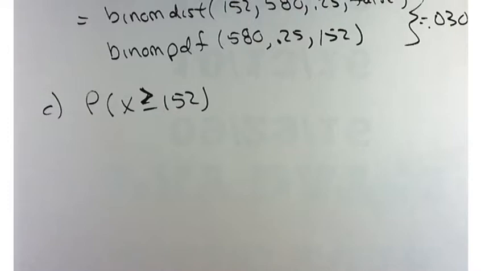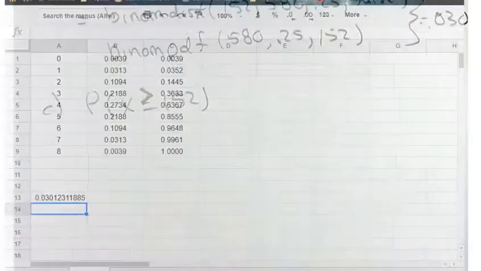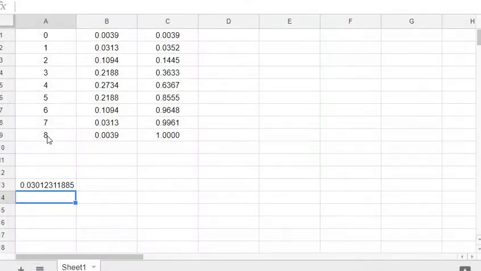So, wow. This could be a real problem even with Google Sheets, unless you're really clever. Because what you would have to do, if you're doing this with your PDF, is run this all the way down to 580. And then add up all the probabilities starting with 152, 153. Ugh, that'd be a pain. So we're going to use the CDF instead. Yes?